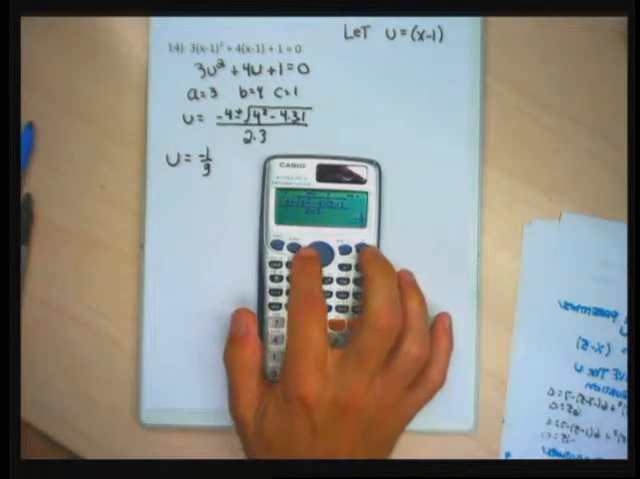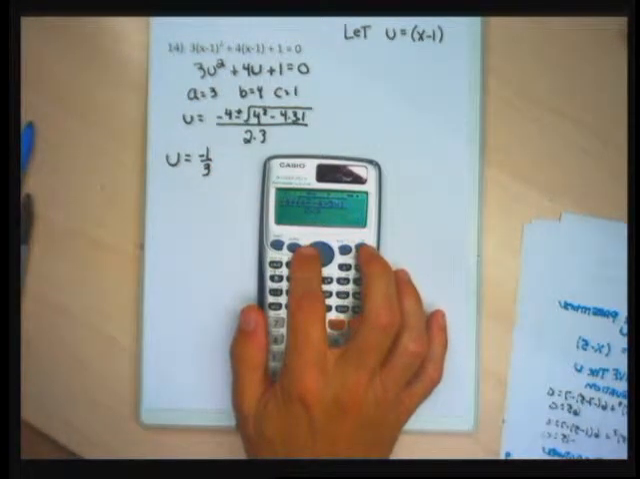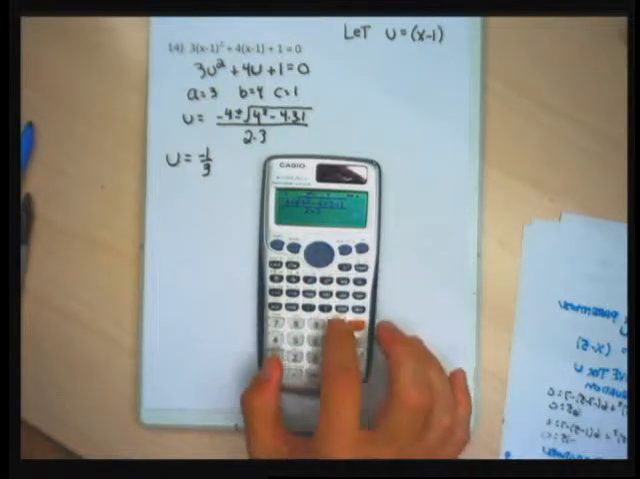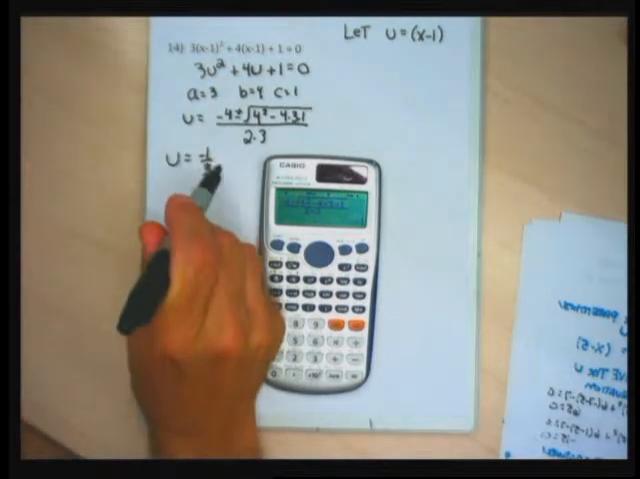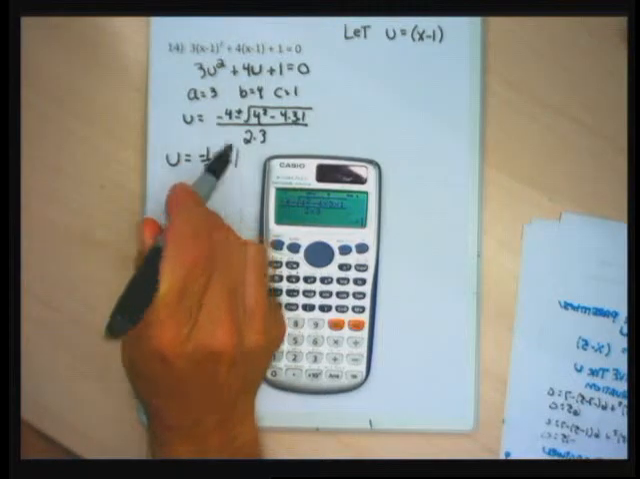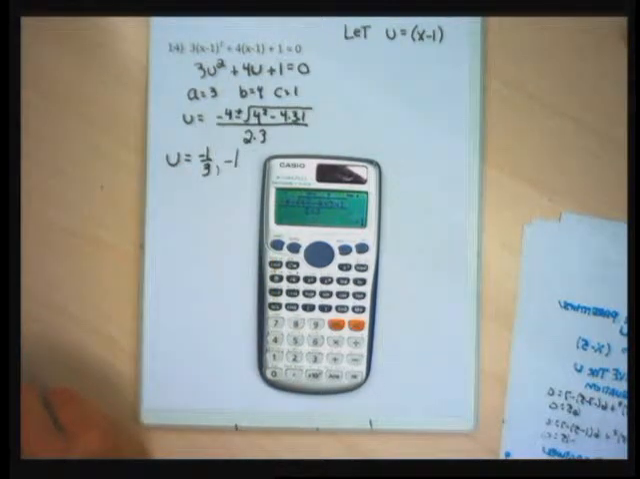And now I'm going to change the plus to a minus, and I get u equal to negative 1. More than likely, neither one of those answers is going to check, because I want answers for x.